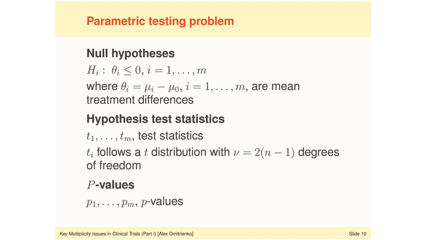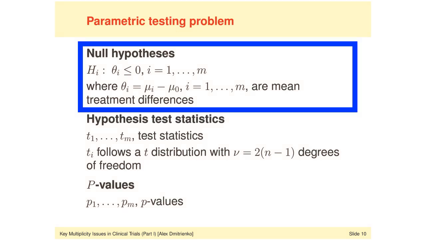What the sponsor is interested in this clinical trial is the mean treatment difference for each dose-placebo contrast that are denoted by theta 1 through theta m. The sponsor is interested in testing the null hypotheses of no beneficial effect that are associated with those mean treatment differences. And if we assume that a positive value of theta indicates a beneficial effect, then the null hypothesis Hi, as you see on the slide, corresponds to the case when theta i is less than or equal to 0.